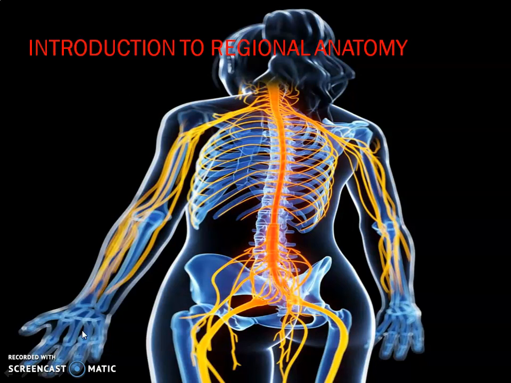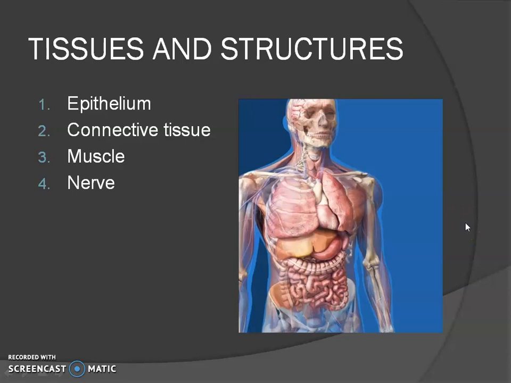Let's begin with the introduction to regional anatomy. Tissues and structures. The body is composed of four basic tissues: epithelium, connective tissue, muscle, and nerve. And every part of the body can only be made up of one or more of these four elements.